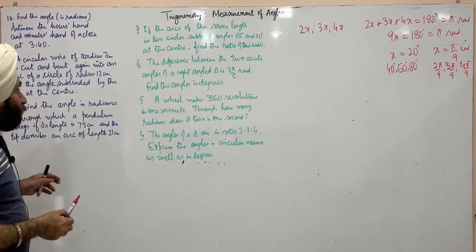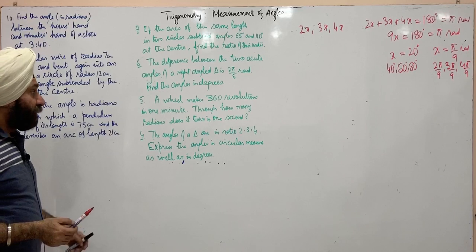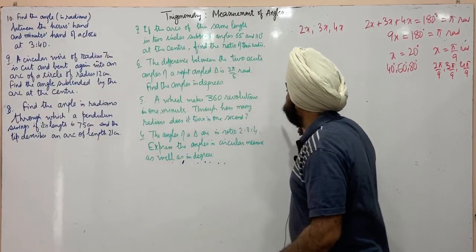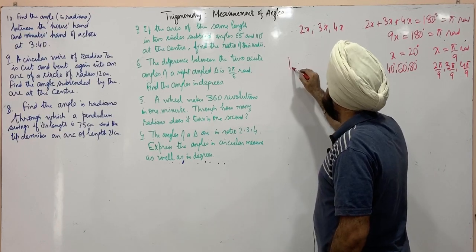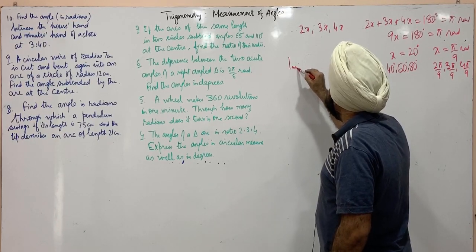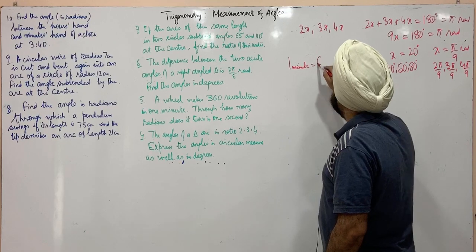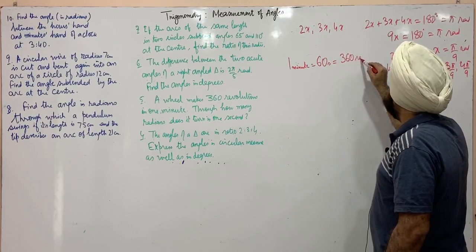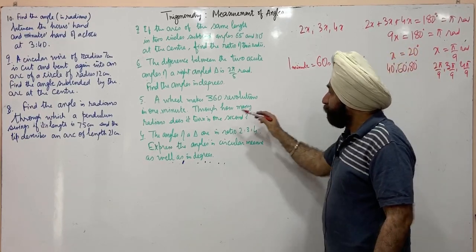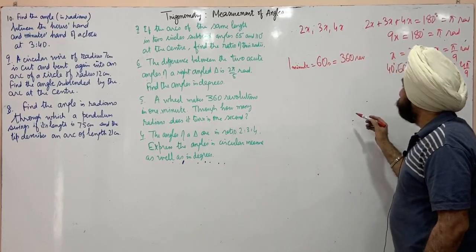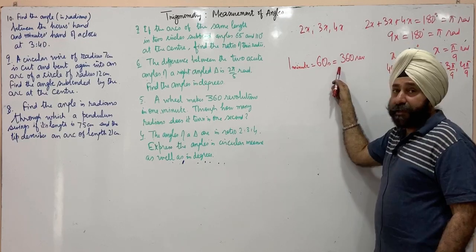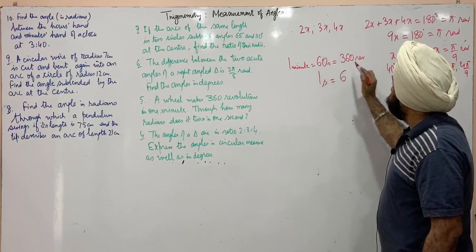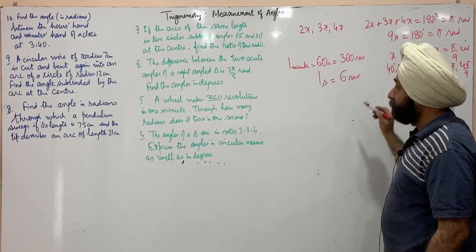The next one, we have a wheel which is making 360 revolutions in 1 minute. So let's write 1 minute, that means in 60 seconds, the wheel is making 360 revolutions. Through how many radians does it turn in 1 second? This is for 60 seconds. In 1 second, we have 360 upon 60, that is 6 revolutions.